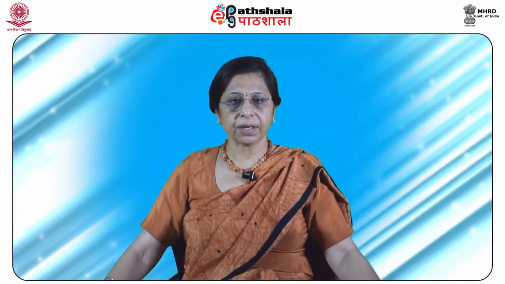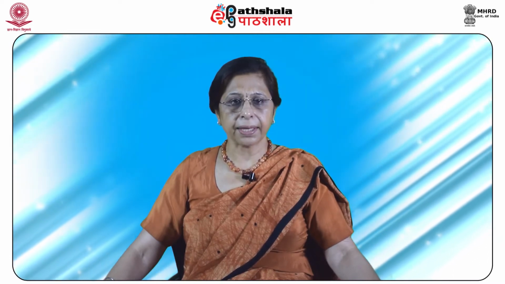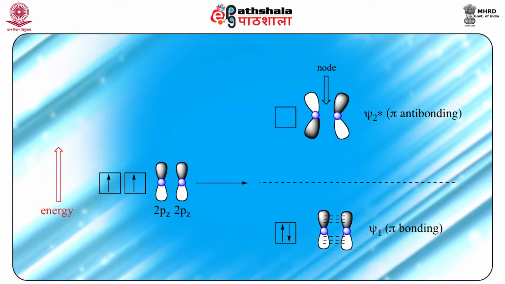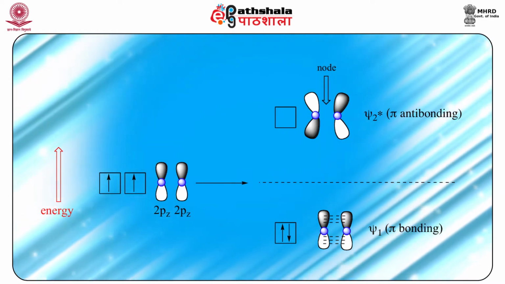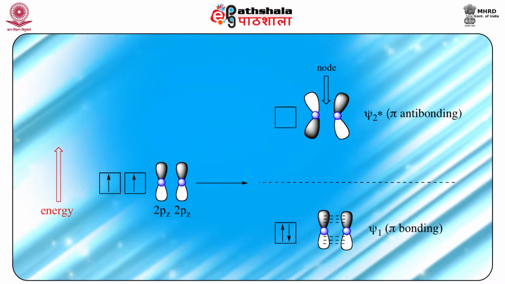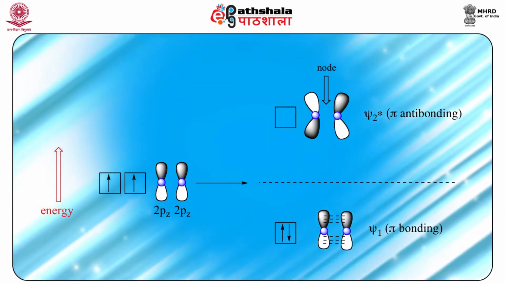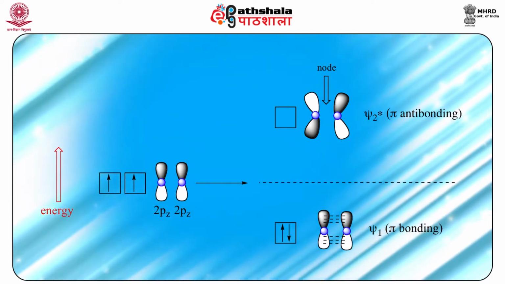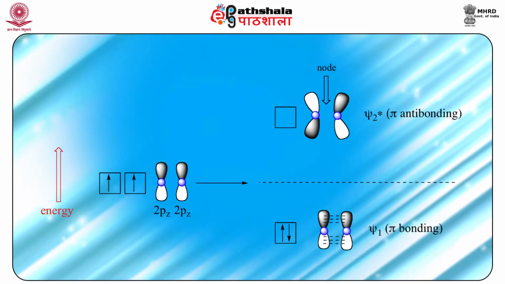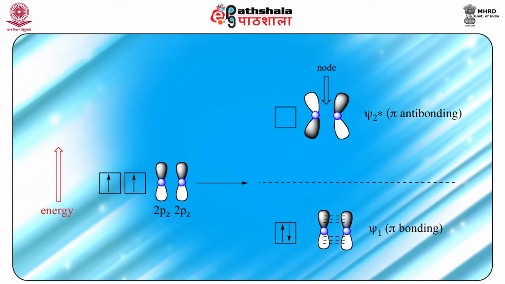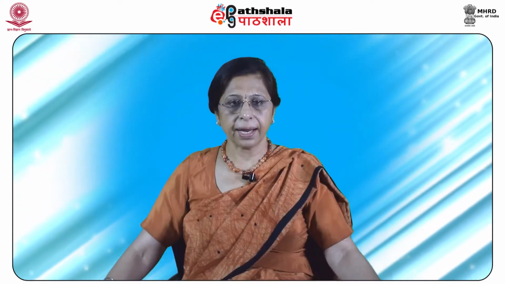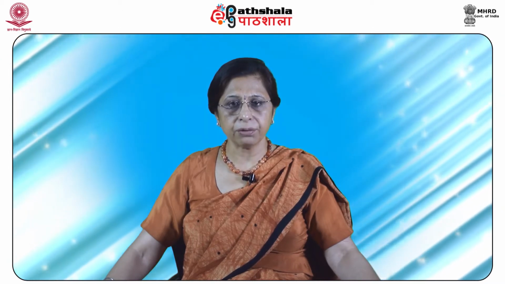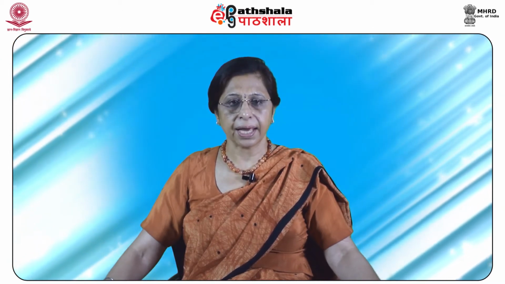Now, the next type of transitions are pi to pi star transitions. This transition involves the excitation of electrons present in a pi bonding orbital to a pi star anti-bonding molecular orbital. This transition requires the presence of an unsaturated group in a molecule to take place and is present in alkenes, carbonyl compounds, alkynes and azo compounds.